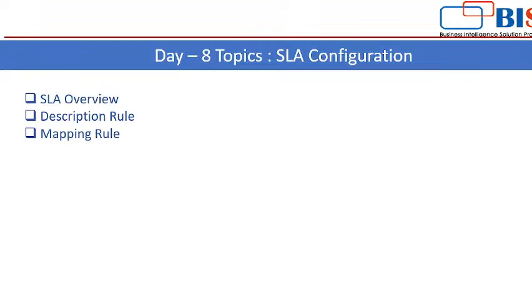So in yesterday's session, we have seen the SLA overview. We have seen the description rule. So description rules are nothing but the information that you want to display at journal line level. Then we have seen the mapping rule.